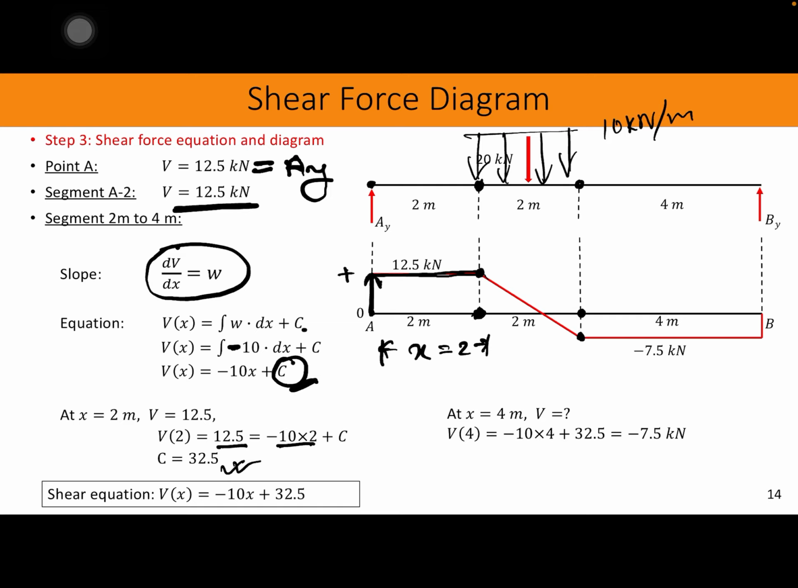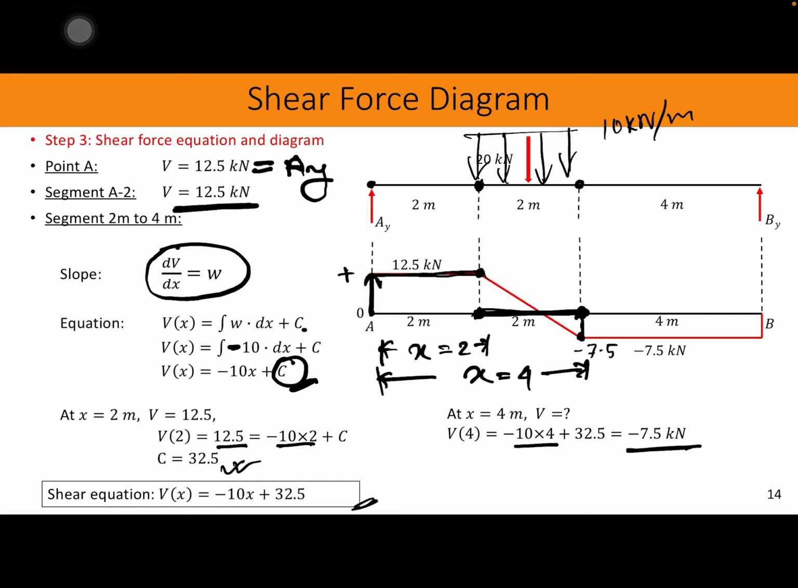Now let's change the x value along this portion or this line, then we'll simply be able to determine how the shear force is changing. So this is the shear equation. I would like to see what the shear is at x equals 4 meter, right here. At x equals 4, if we plug in, V of 4 equals negative 10 times 4 plus 32.5, which is negative 7.5 kilonewton. Look, here it was 12.5 kilonewton, but when we come to x equals 4 meter, it is negative 7.5.